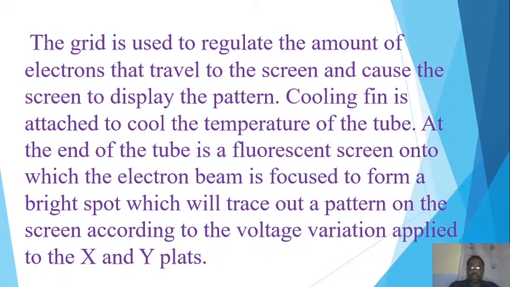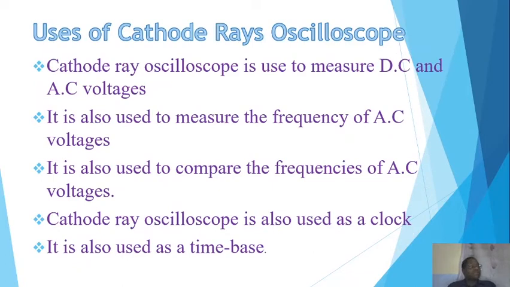which we discussed earlier. Now, the uses of the cathode ray oscilloscope, both in industry and in medicine. The cathode ray oscilloscope has various applications. In industry, number one, it is used to measure direct current and alternating current voltages.